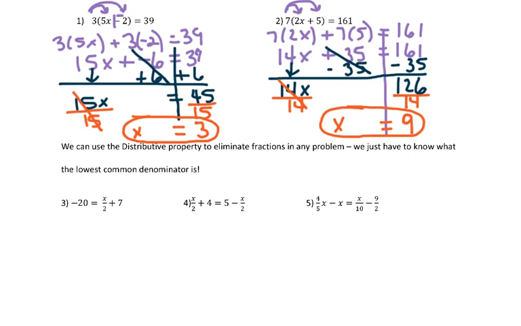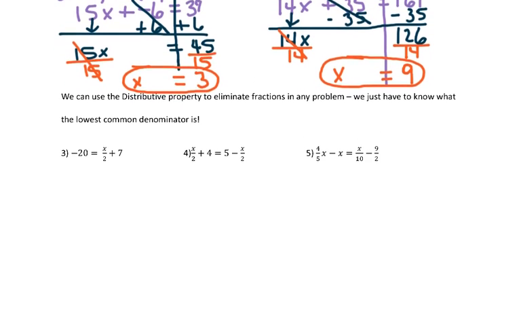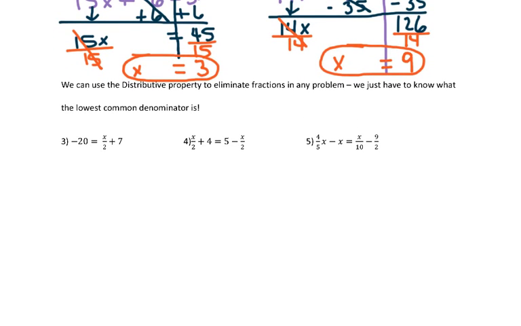One other application of the distributive property is to work with problems that have fractions. If you have fractions, you can use the distributive property to get rid of them. All we have to know is the lowest common denominator. If you take a look at example 3, I'm going to make all of those numbers fractions. I'm going to put -20 over 1 and the 7 over 1. Now I have all fractions. I look at the denominators. Remember, the denominators are the bottom. I have a 1, a 2, and a 1. So the lowest common denominator is 2.